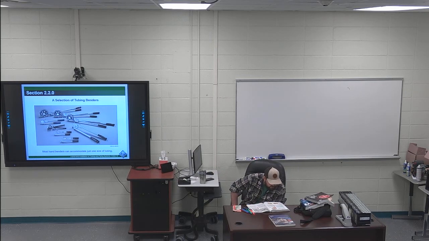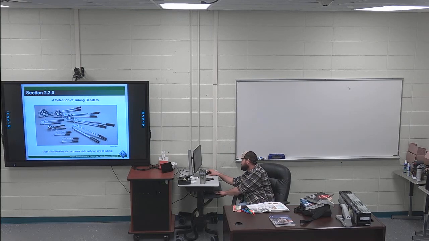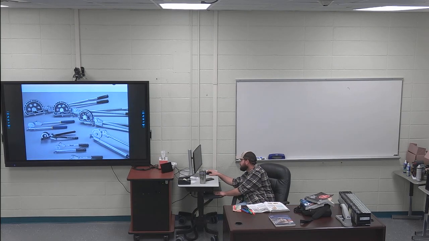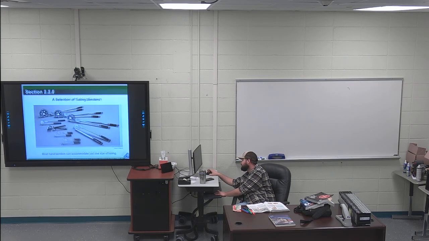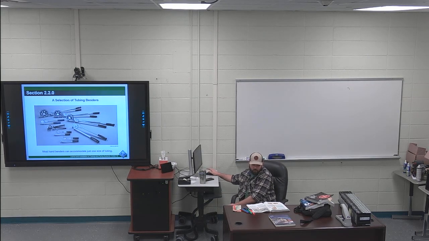The last two sentences of that first paragraph in 220 are also highlighted. To bend different sizes of tubing, fitters must have separate hand benders for each size of pipe and tubing. These sizes are marked directly on the bender. If I scroll in here, this is for 3/4 inch tubing. This is for 7/8. This is for 5/8. These are most of the time, not always, one size. I will say there are some hand benders that can bend a couple different sizes of tubing.